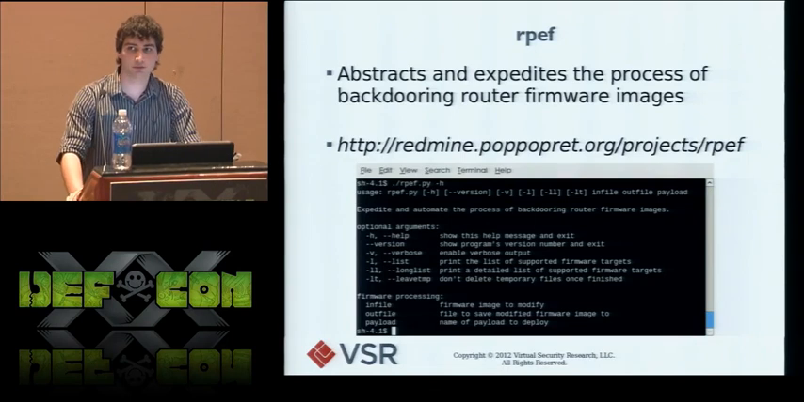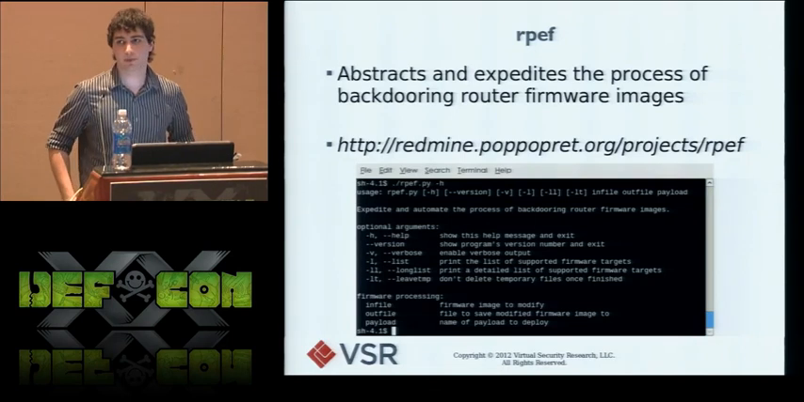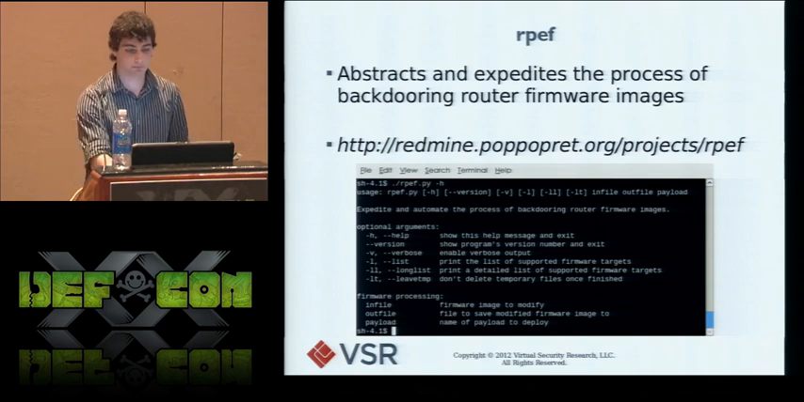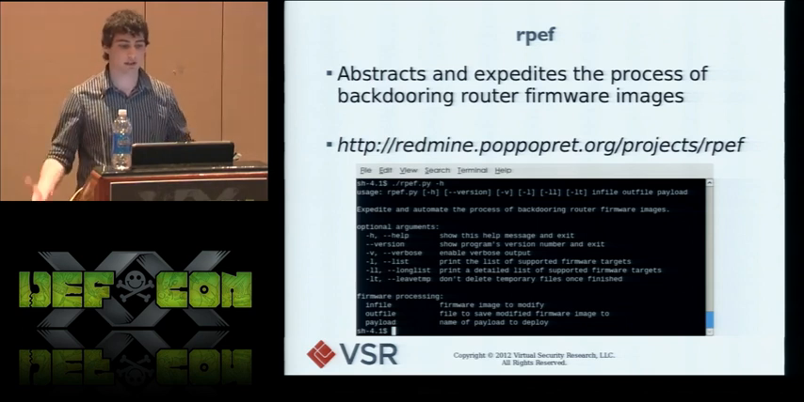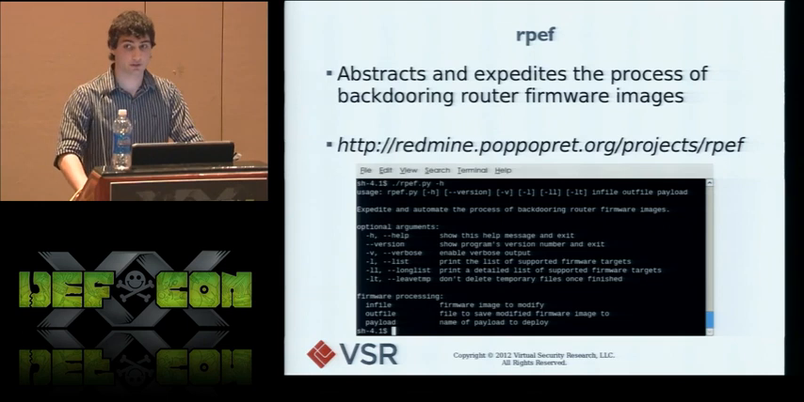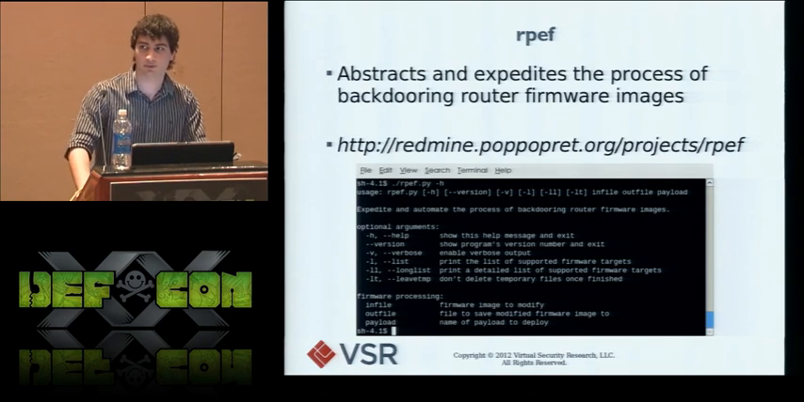So this is where my code comes in. I developed over the past few months a framework called the Router Post Exploitation Framework. Basically, it abstracts and expedites the process of backdooring router firmware images. I believe the website is up. It's in a Redmine repository. So if you want to grab it, do it quick before somebody pulls out the Redmine zero day and takes it down.